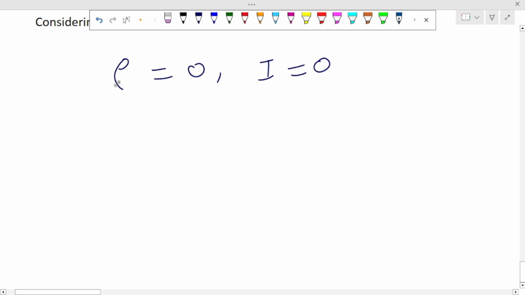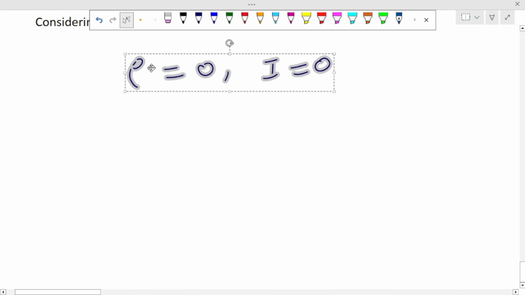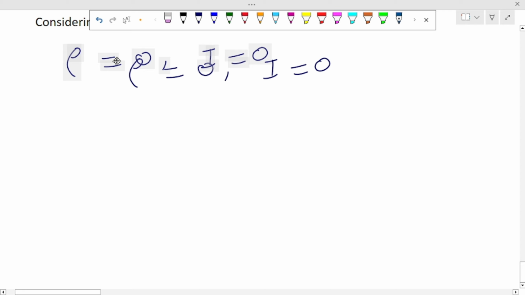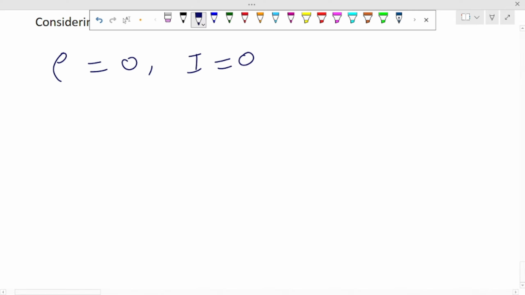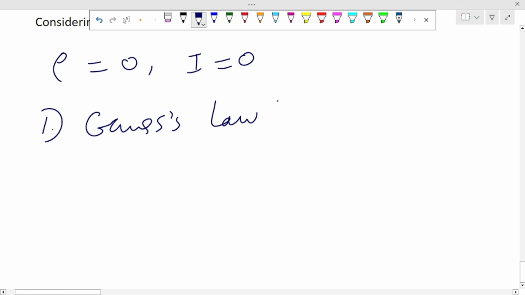Now having these two, let us write out Maxwell's equations. So for the first one, which is Gauss's law, for Gauss's law we have this for the electric field equals what? Let me just write the whole thing first. We have this, isn't it? We have this for Gauss's law.